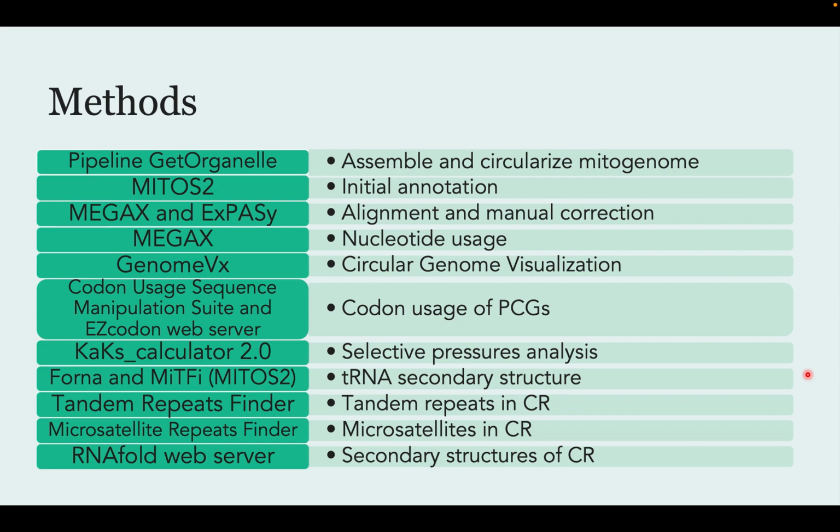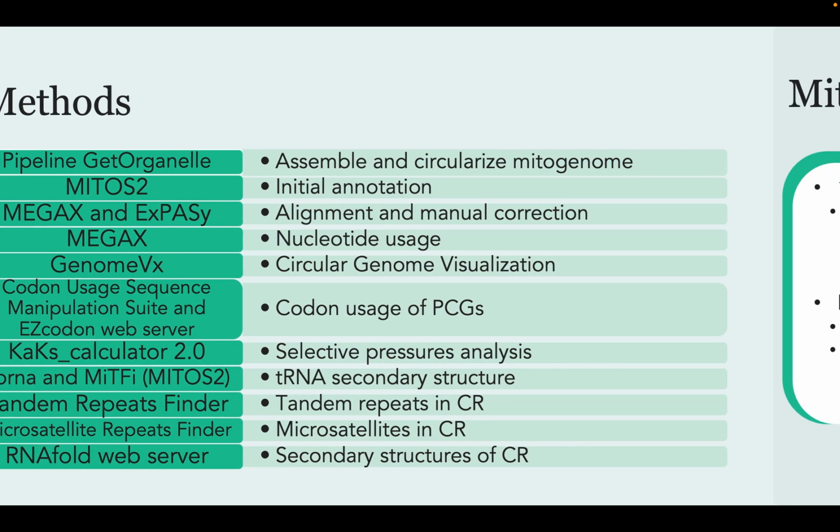The software MITFI, implemented in MITOS2, predicted secondary structures of the transfer RNAs that were visualized with FORNA. Tandem Repeats Finder and Microsatellite Repeats Finder were used to identify the presence of tandem repeats and microsatellites, respectively, in the control region. Lastly, the RNAfold web server predicted the secondary structures in the control region.